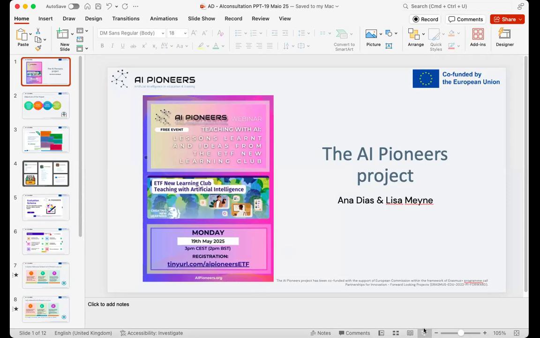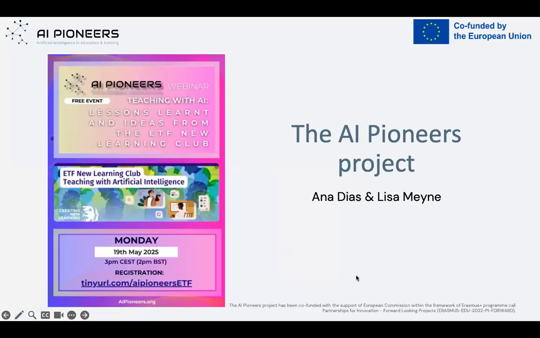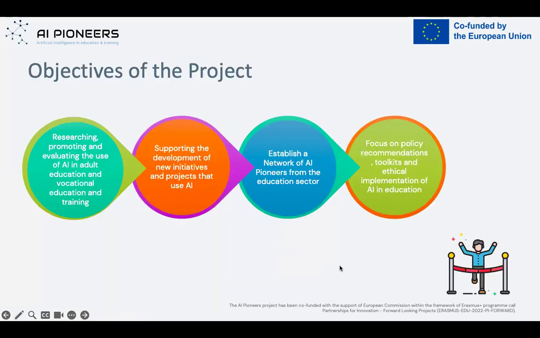Okay, so maybe some of you already know the AI Pioneers project. It's an Erasmus forward-looking project of 3 years. We will end the project this year. And we have been working on pioneering activity of teachers and trainers on vocational training and capturing practices. Also, we are a consortium of partners, and we have been working on different activities.